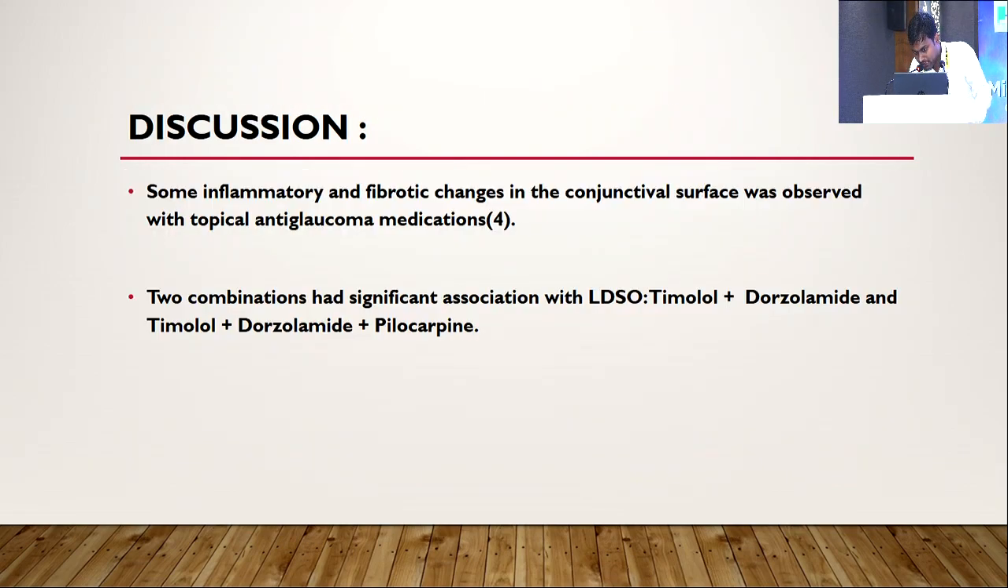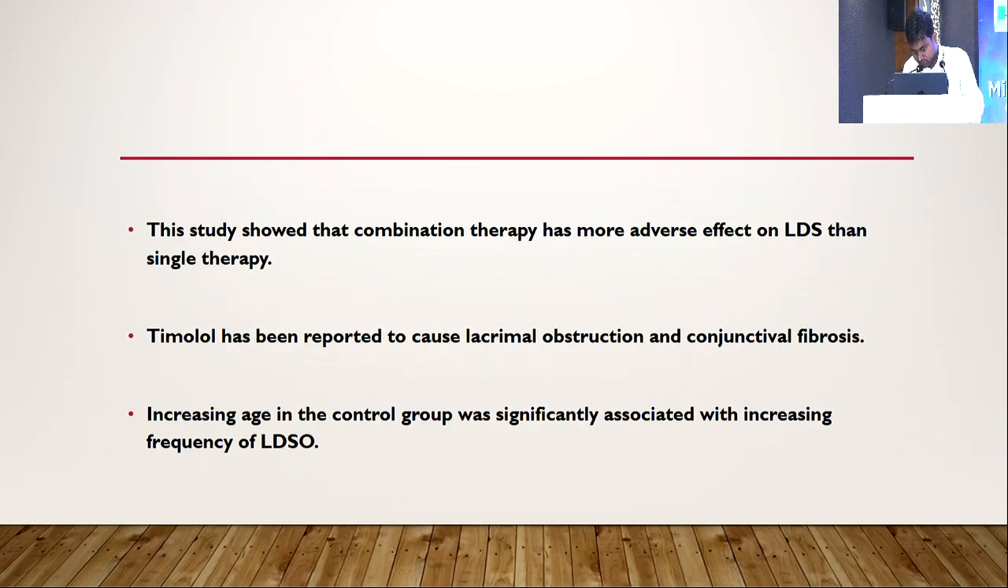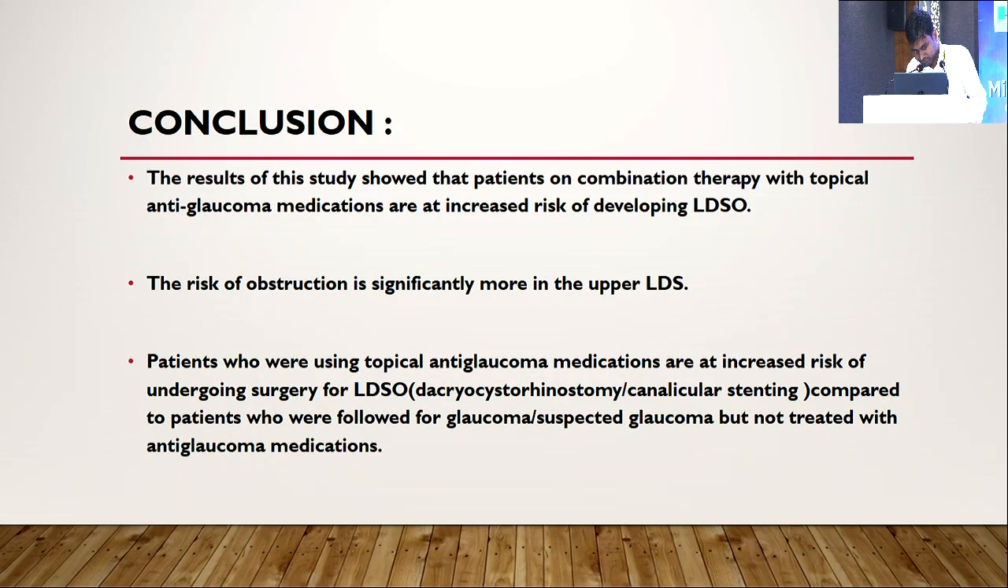Discussion. Some inflammatory and fibrotic change in the conjunctival surface was observed with topical anti-glaucoma medication. Two combinations had significant association with lacrimal duct system obstruction: timolol with dorzolamide, and timolol, dorzolamide and pilocarpine. This shows that combination therapy has more adverse effect on the lacrimal drainage system than single therapy. Timolol is reported to cause lacrimal obstruction and conjunctival fibrosis. Increasing age in the control group was significantly associated with increasing frequency of lacrimal duct system obstruction.